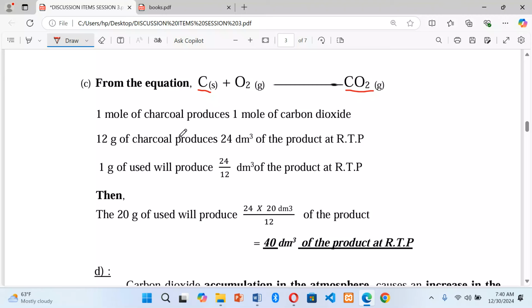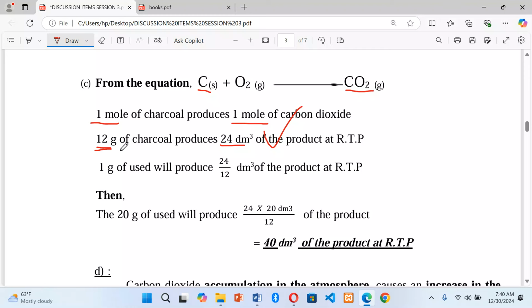What do we know about 1 mole of carbon? It's equivalent to its molar mass, which they have given us as 12 grams. What do you know about 1 mole of any gas? They occupy the same volume. And they have given us that 1 mole of a gas occupies 24 decimeter cubed. So instead of 1 mole, we replace it with 24 decimeter cubed. Instead of 1 mole here, we replace it with 12 grams. So here you get your score.